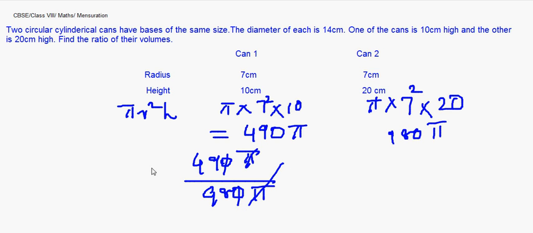I think 49/2 is giving me 98. So the ratio of the volumes of these two cans will be 1:2. Let's move on with one more question on another page. I need some space here. Let's see what it says.